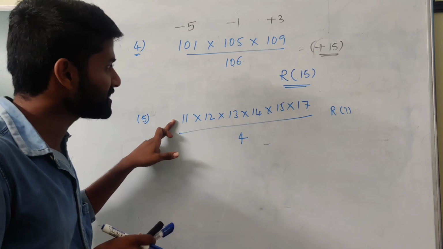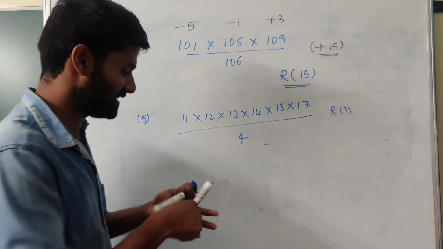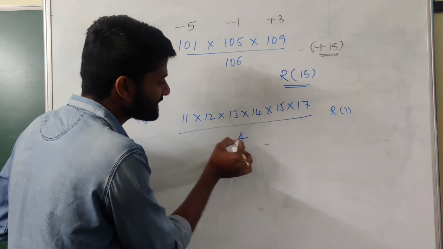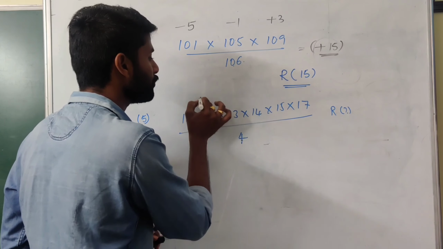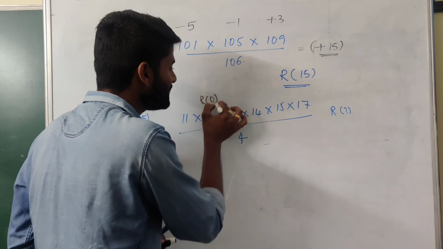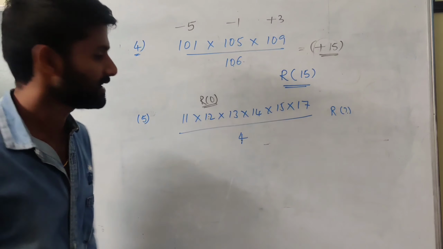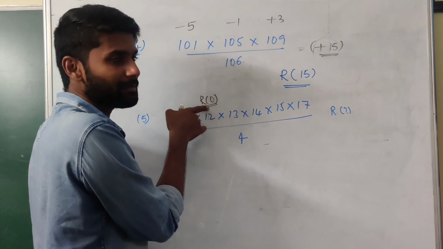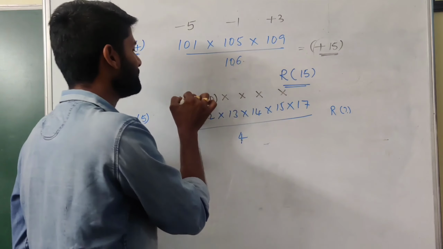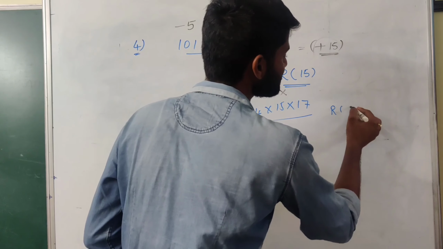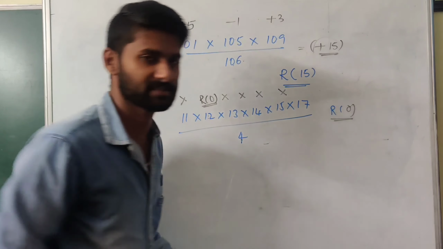numerator expression, check with exact cancellation. See, we know that 12 is exactly divisible by 4. If 12 is exactly divisible by 4, we get 0 as the resultant. Clear? 12 divisible by 4, we get a remainder of 0. If 0 is multiplied with any particular number, we get a remainder of 0. There is no change. Clear?